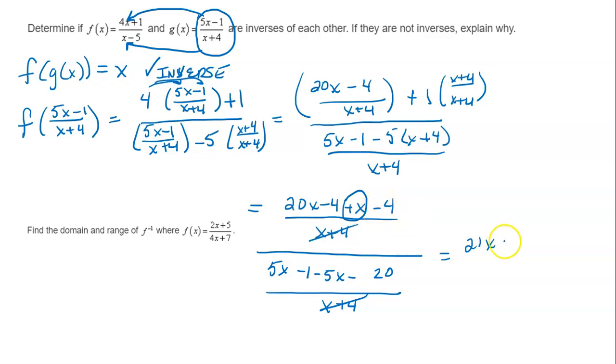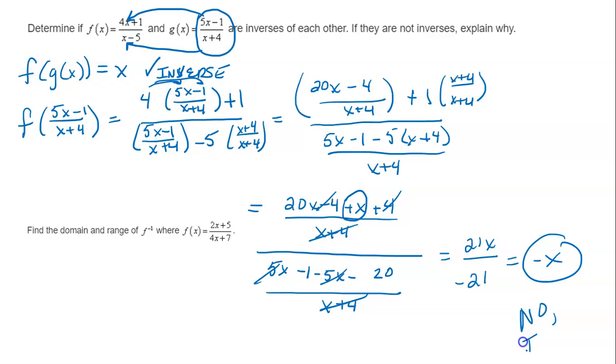21x minus... it's nothing. So these are going to cancel. And I get 21x. Here on the bottom, the 5x's are going to cancel. And I get negative 21. So my answer is negative x. So no, these are not inverses.